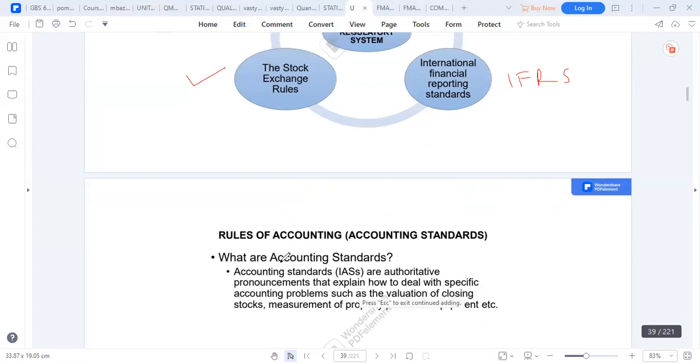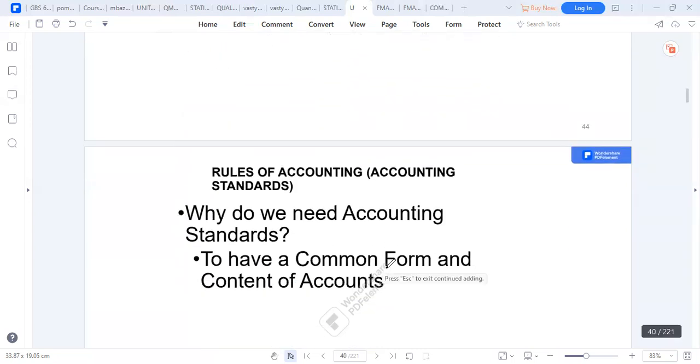Now, what are accounting standards? Accounting standards basically are the authority in finance that explain how to deal with certain problems relating to evaluation, closing stock, measurement of property and equipment. So this is what we call an accounting standard.